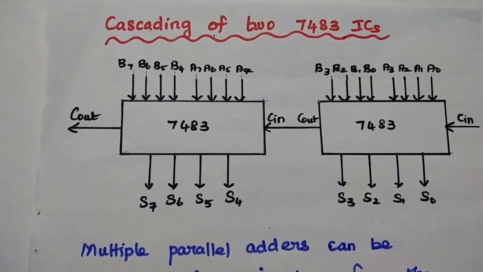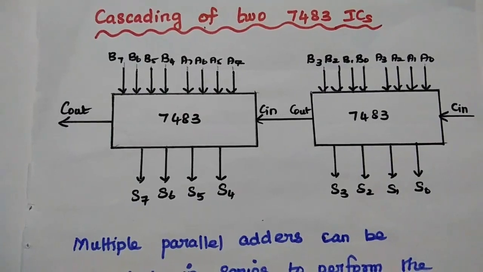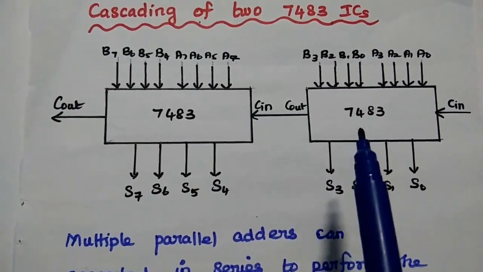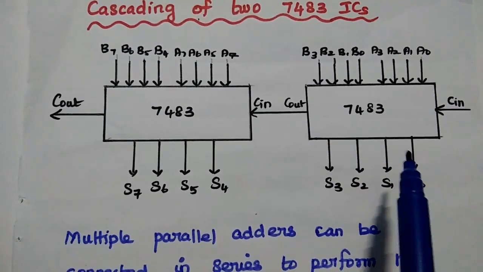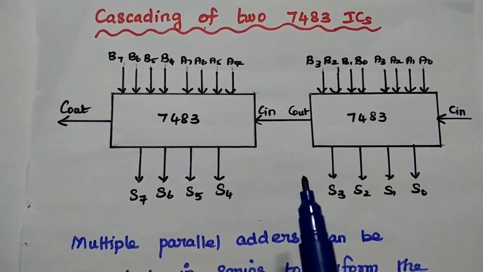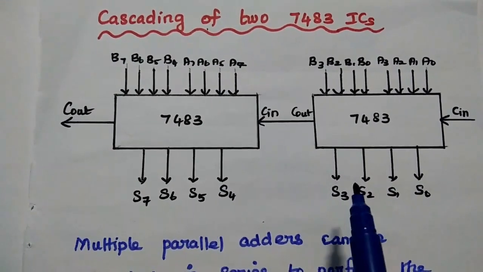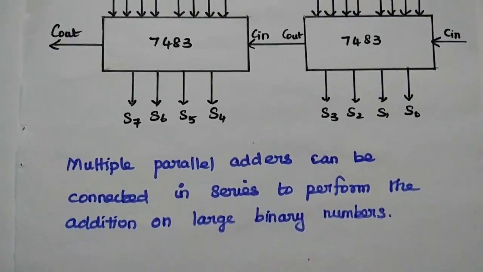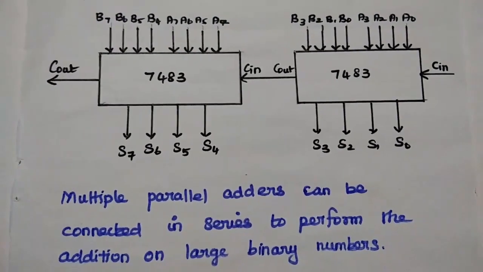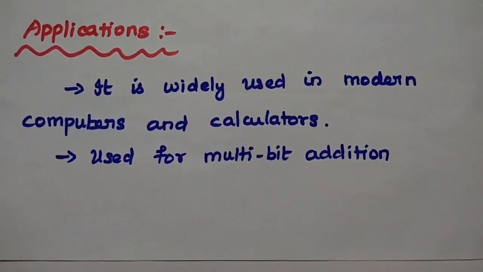In order to perform the addition of large binary numbers, we can cascade several parallel adders together. Here we can cascade two 4-bit parallel adders to perform 8-bit addition. 7483 represents a 4-bit binary adder, so we can cascade two of these to perform 8-bit addition. Likewise, if we cascade four 4-bit parallel adders, we can perform 16-bit addition. So multiple parallel adders can be connected in series to perform the addition of large binary numbers. Parallel binary adder is widely used in modern computers and calculators, especially for multi-bit addition.